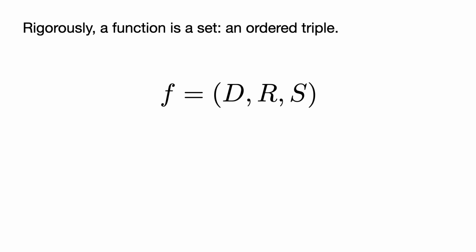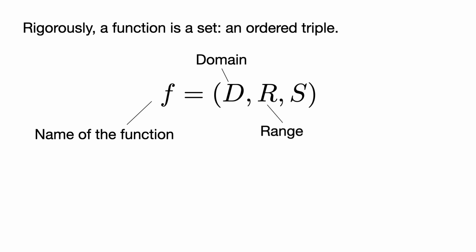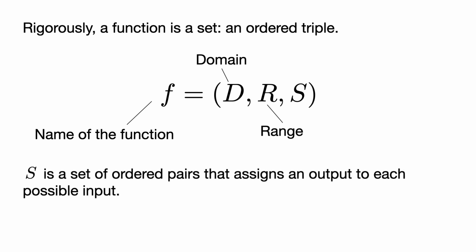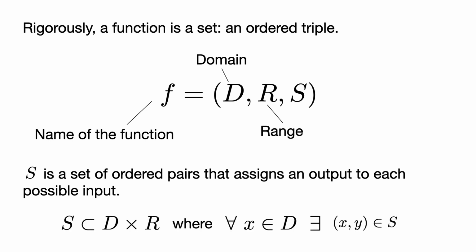Rigorously, a function is a set, an ordered triple. So a function has a name, in this case f, and then it has 3 elements in the ordered triple, right? The first is the set D, which we call the domain. The second is the set R, which we call the range. And then there's this set S. What is S? S is a set of ordered pairs that assigns an output to each possible input. So it's a subset of the Cartesian cross product of the domain with the range. And for any element x in the domain, there exists an ordered pair (x, y) in S. And the y is the output that corresponds to the input x.